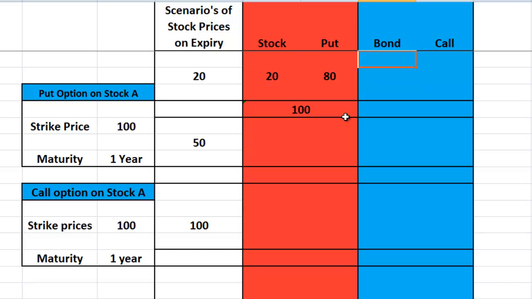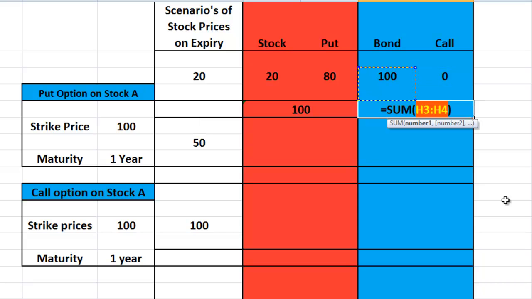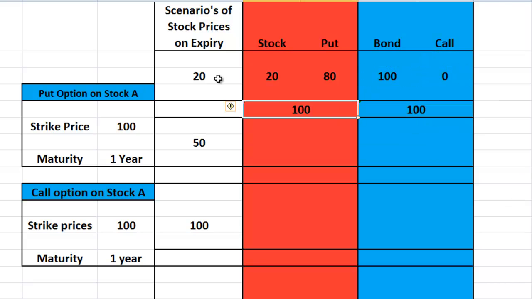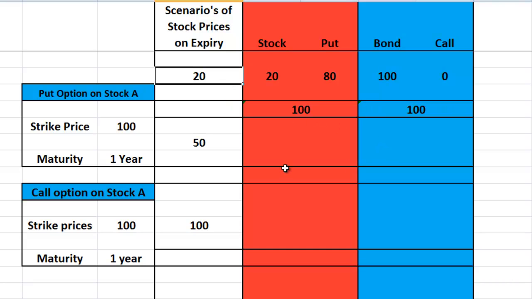Now what's going to be the value of bond? This bond was a zero coupon bond, and the amount was invested in such a fashion that on the date of expiry this bond will always give us exactly the strike price. That means no matter what the stock price is in the market, the value that we will derive from the bond is always going to be equal to the strike price on the date of expiry. Call option is out of the money because the spot price is 20 and strike price is 100, so the value of call option is 0. So what is the total value of this portfolio? Total value of this portfolio is again 100. That means when the stock price was 20, the value of both the portfolios is the same.